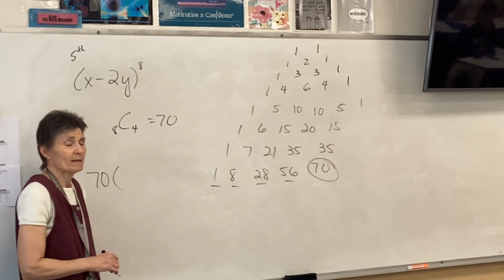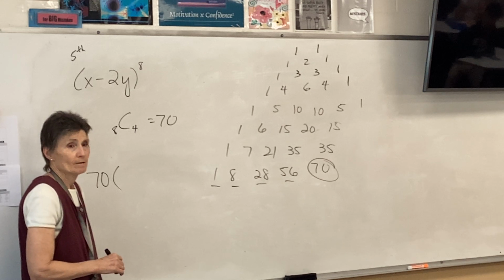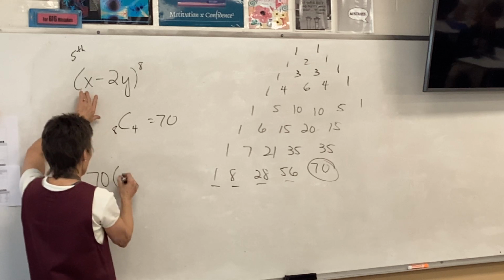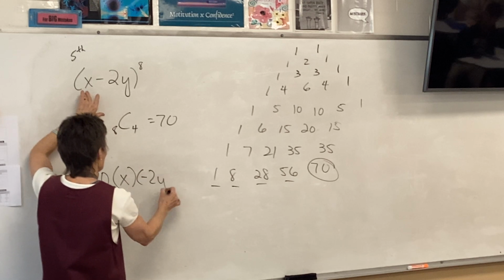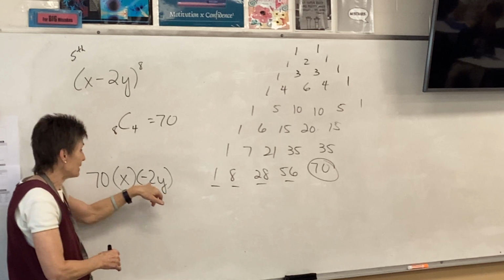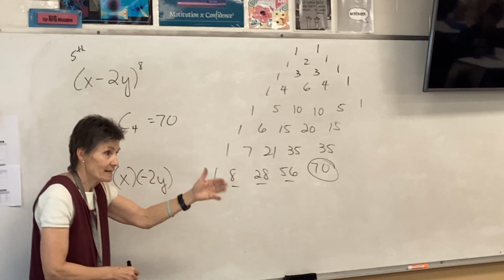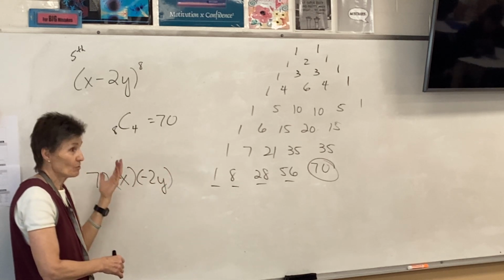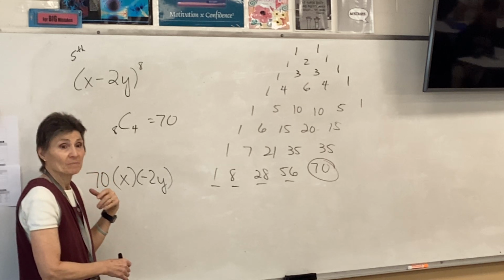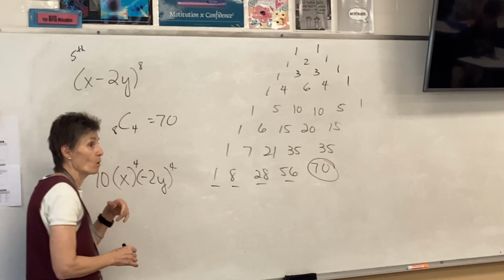What's next? After I write down my number, which is 70, what do I put next to the number? An x and a negative 2y. And remember, that negative 2 is going to be multiplied, so it might turn out negative, just depends. There's an exponent 4 and 4. Okay, Derek says my exponents are 4 and 4.